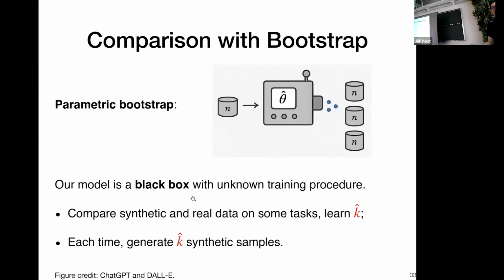But still, we want to select a sample size. So you still want to mimic the idea of parametric bootstrap, but without knowing the training process. So you have to learn some effective sample size and then use that to generate the downstream samples. Yeah, that's our approach. We learn the sample size through the comparison between synthetic and real data and generate the synthetic samples. Okay.